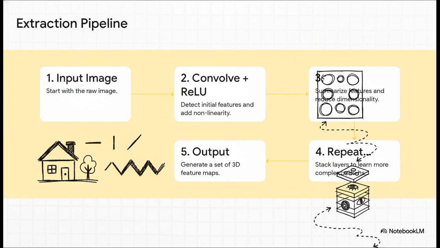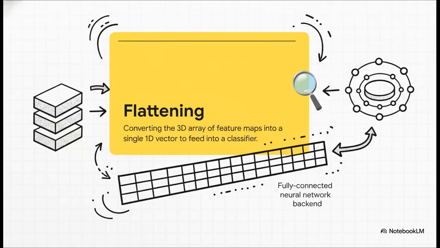The first few layers might learn really simple things like edges and colors, but the deeper layers take the maps from those early layers and learn to combine them into more complex ideas like eyes or noses or wheels. So what you end up with is this rich 3D stack of feature maps that represents the image at many different levels of complexity. So, to finally make a prediction, we bring back an old move, flattening.